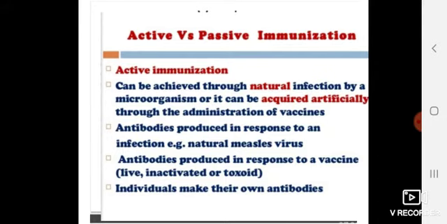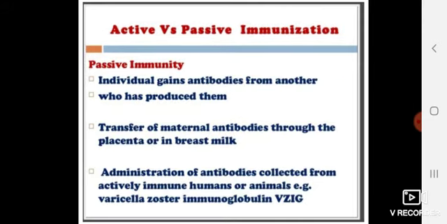The antibodies are produced in response to the infection. In natural measles, virus antibodies are produced in response to the infection, or in response to the vaccine. It may be live, inactivated, or toxoid. The individual makes their own antibodies in the same way.